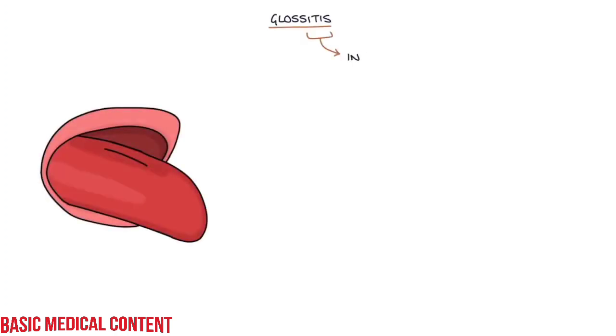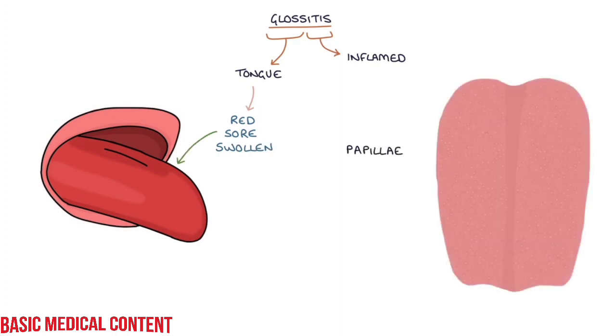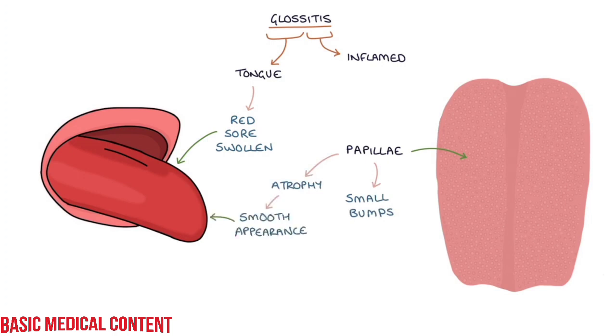Glossitis refers to an inflamed tongue. The tongue becomes red, sore, and swollen. The papillae of the tongue, which are the small bumps on the tongue, atrophy, which means they shrink, giving the tongue a smooth appearance. Sometimes the tongue can be referred to as beefy.